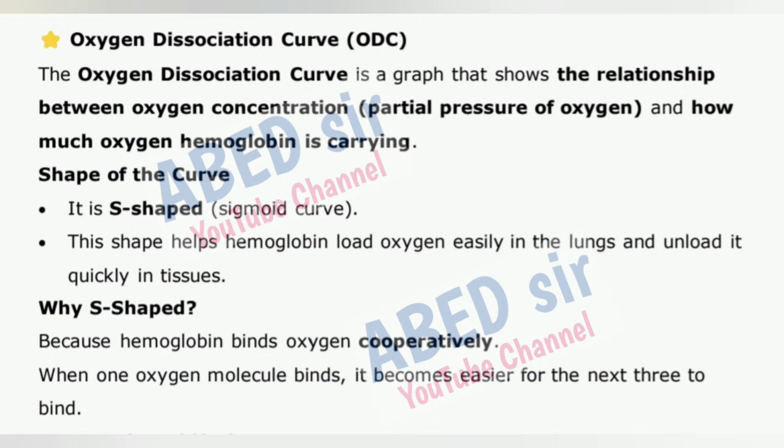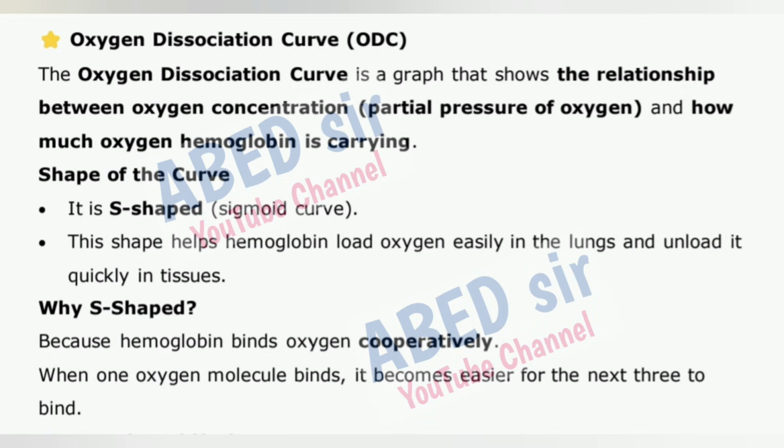Oxygen dissociation curve, ODC. The oxygen dissociation curve is a graph that shows the relationship between oxygen concentration, partial pressure of oxygen, and how much oxygen hemoglobin is carrying. Shape of the curve. It is S-shaped, sigmoid curve. This shape helps hemoglobin load oxygen easily in the lungs and unload it quickly in tissues.